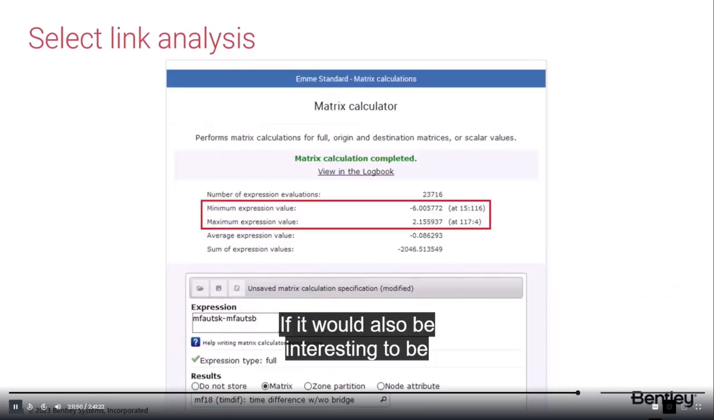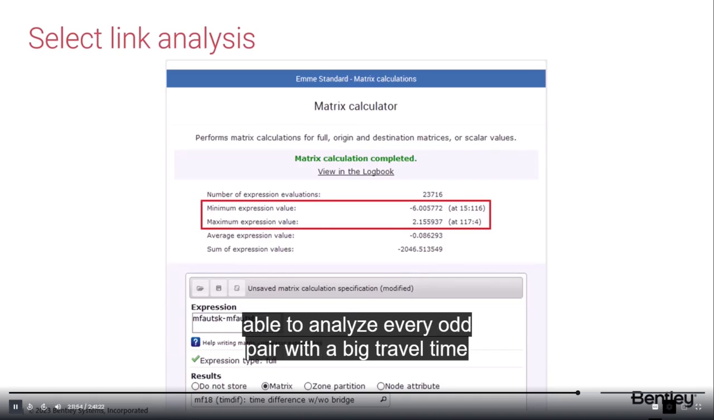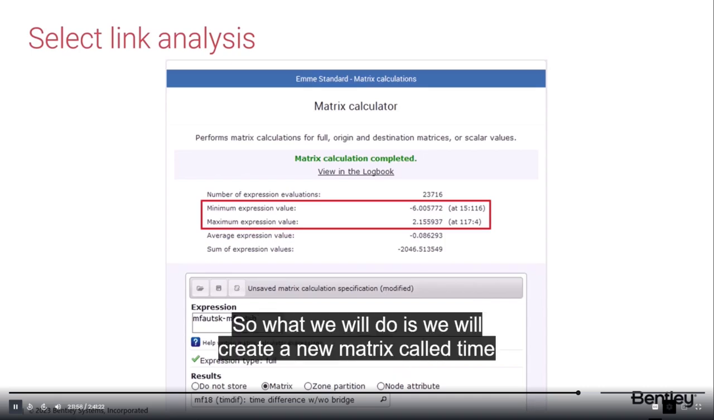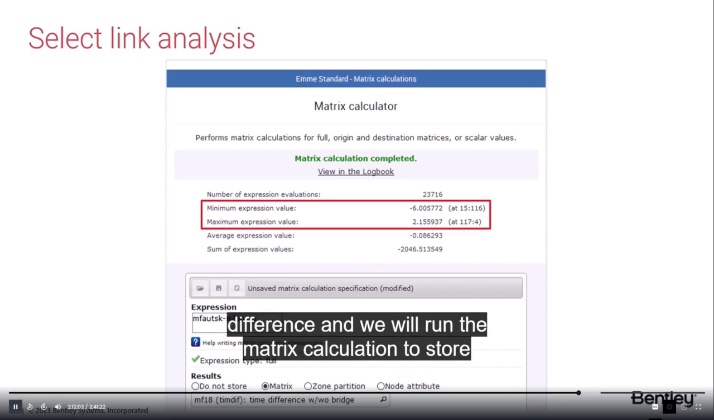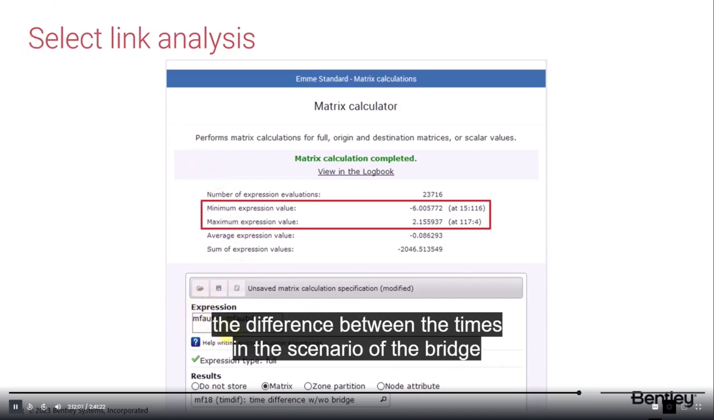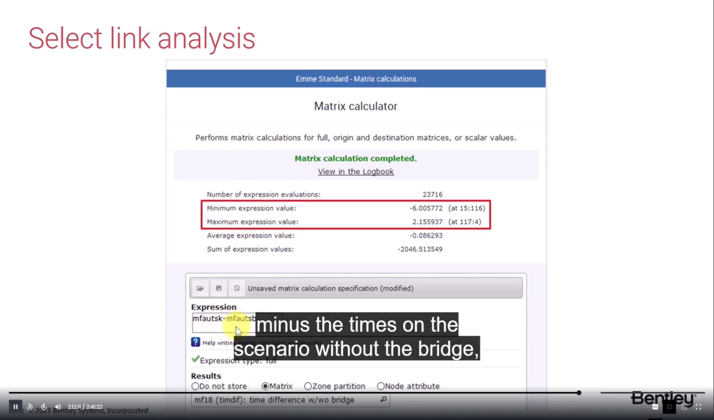It would also be interesting to be able to analyze every OD pair with a big travel time difference. So what we will do is create a new matrix called time difference, and we will run a matrix calculation to store the difference between the times in the scenario of the bridge minus the times on the scenario without the bridge, and we will store the result in time difference.